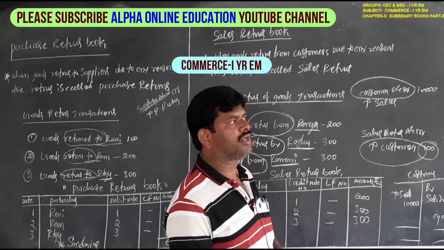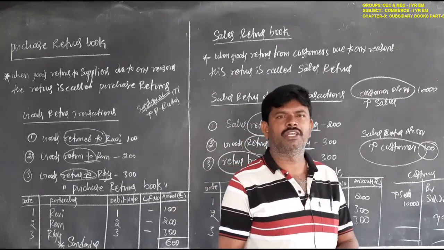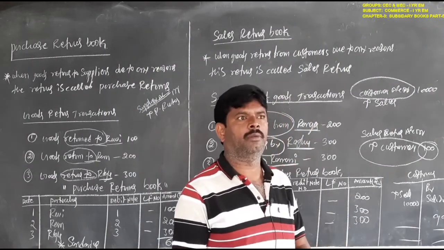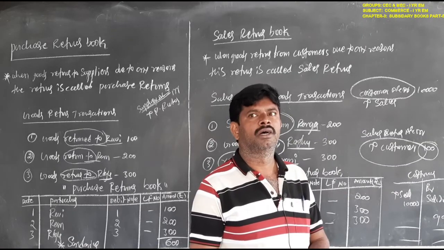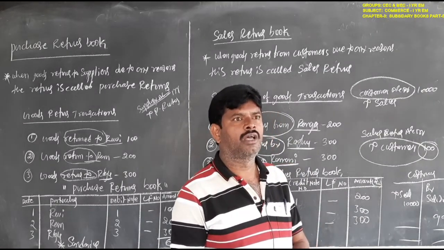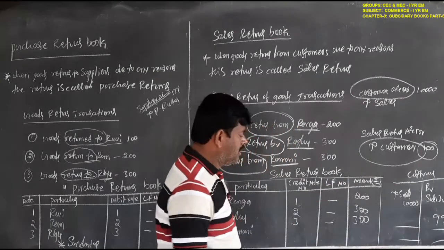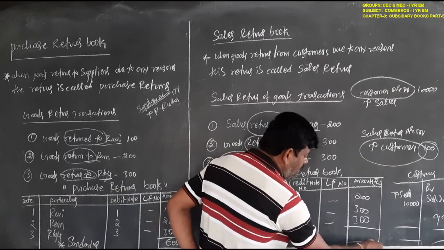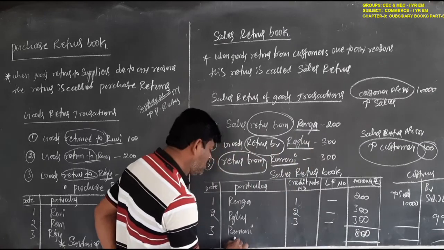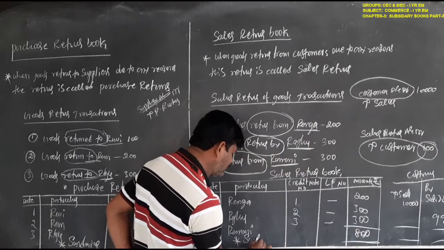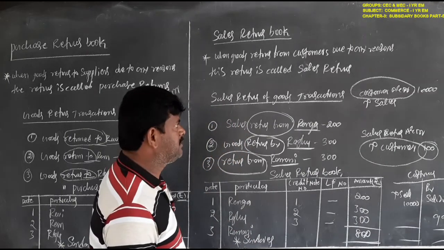Okay, and also the customers give the details about the returned goods. What are the goods returned by the customers? Quality, quantity, price, reason for return. Each and everything will be mentioned by the customer and sent to the seller. This is called credit note. Then after that the amount will be added: 800 rupees. So you must write sundries. This is the way to prepare the sales returns book.